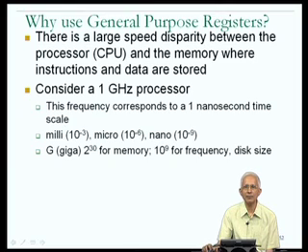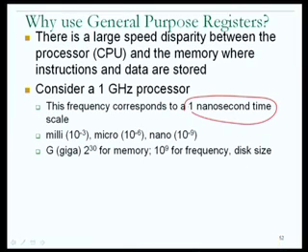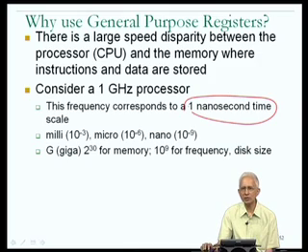So this is how I came up with this quantification of the time scale of the processor, that a 1 gigahertz processor has a time scale of 1 nanosecond. What does it mean to have a time scale of 1 nanosecond? Once again, that basically means that in a processor, an event of interest happens in about 1 nanosecond.